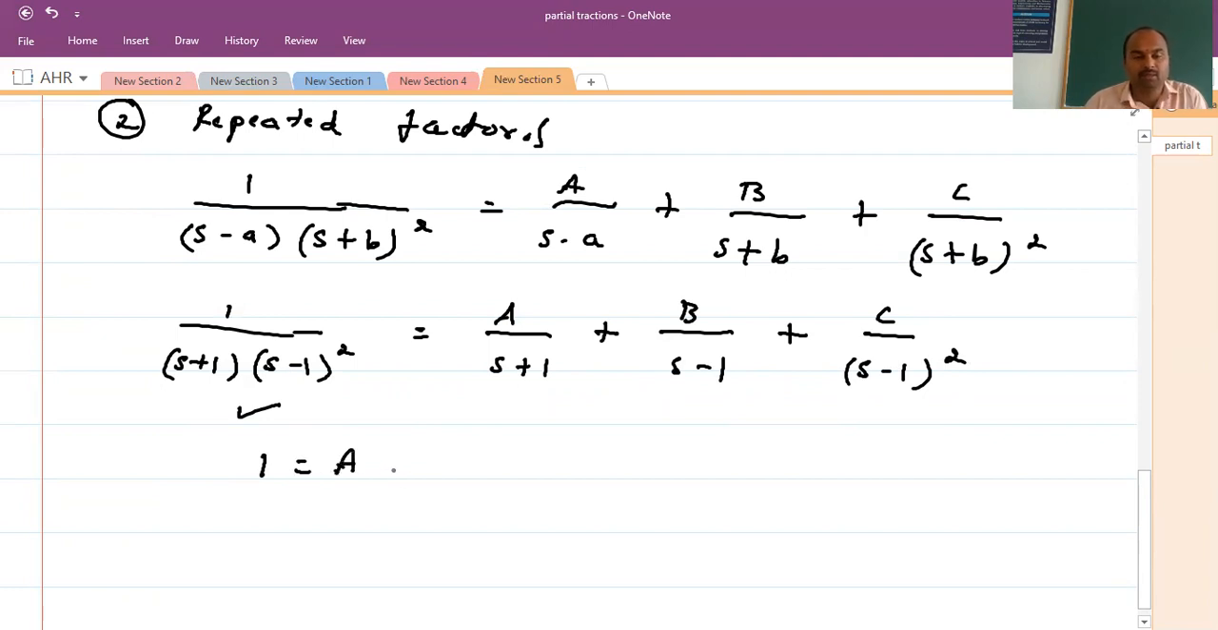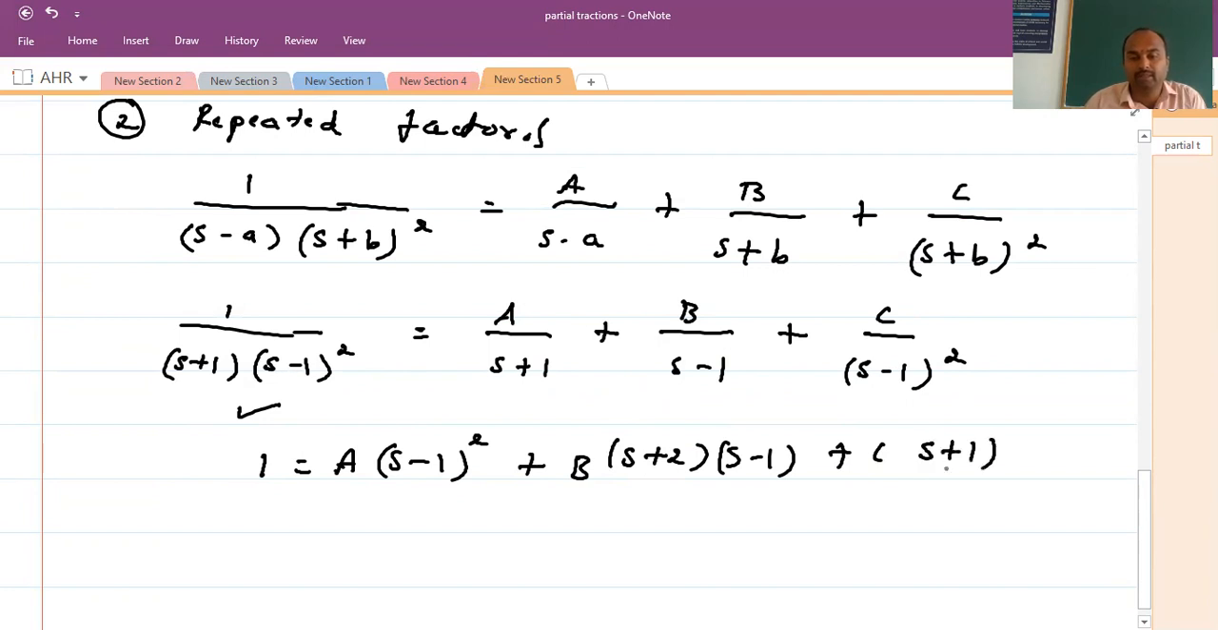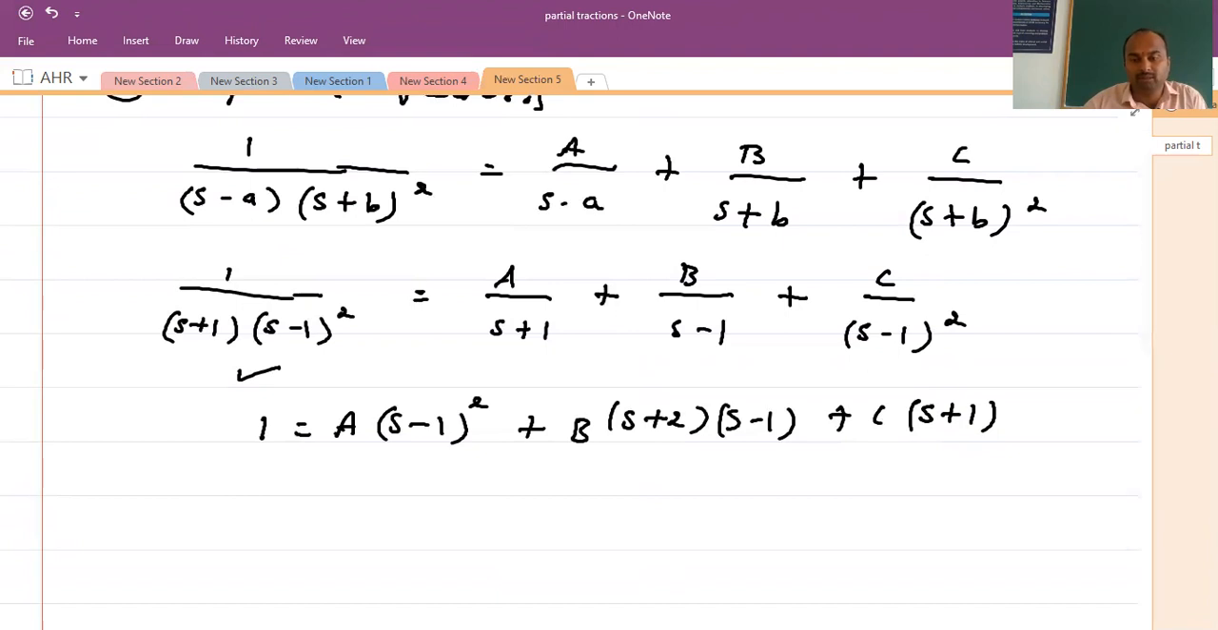We'll get a into s minus 1 whole square plus b into s minus 1. One term will get cancelled. So we'll get s plus 1 into s minus 1 plus c into s minus 1 whole square gets cancelled. We'll get s plus 1. Now we have to find the constants, all the three constants.